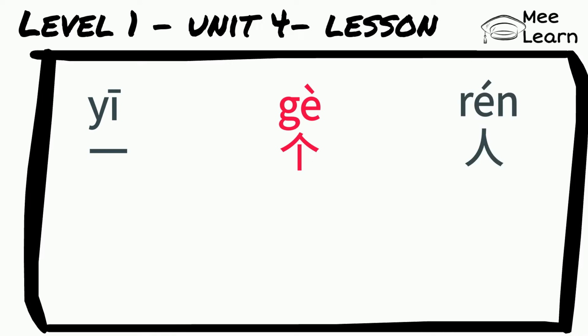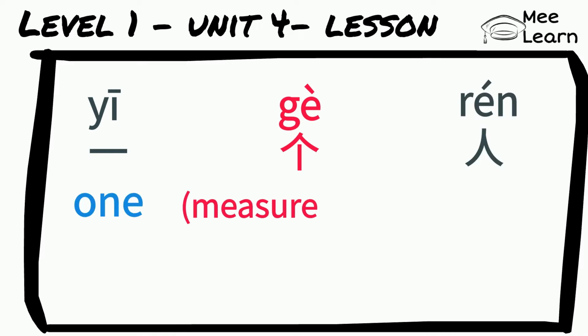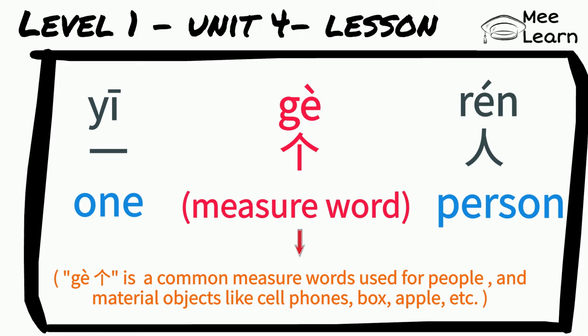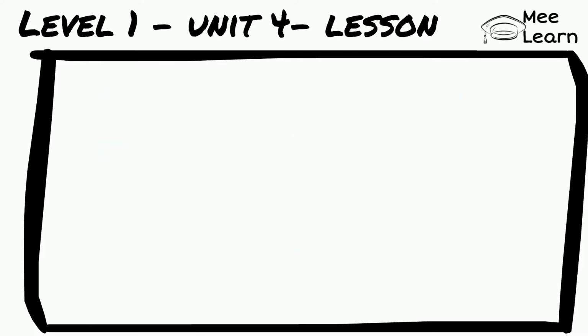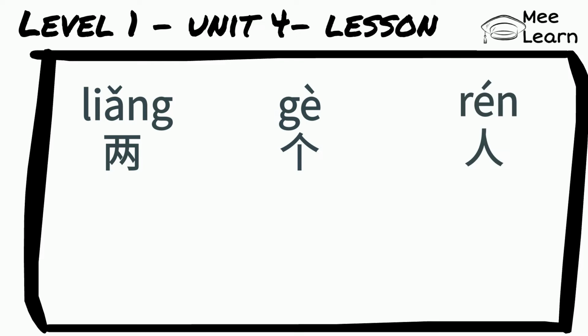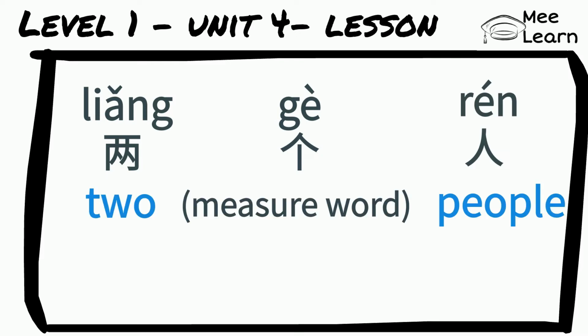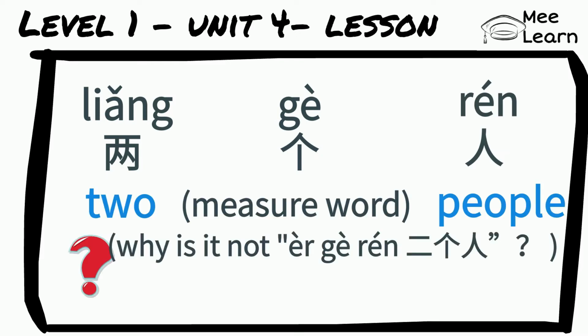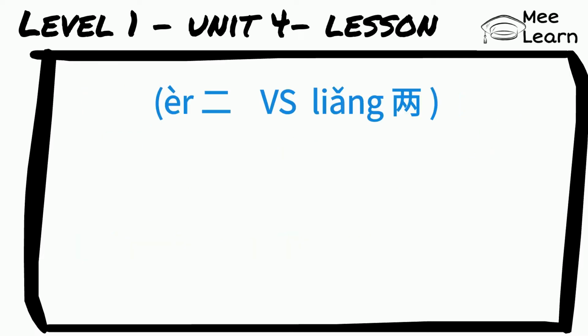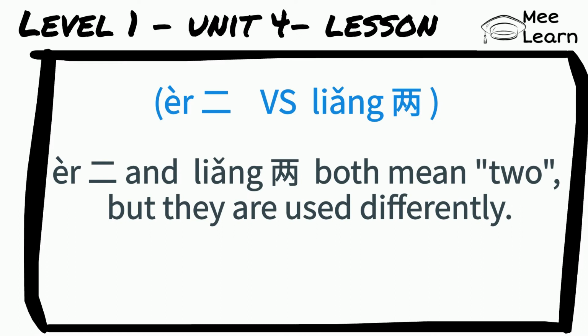一个人 一 is one and 个 is a measure word and 人 person. 个 is a very common measure word used for people and material objects like cell phone, box, apple, etc. 两个人 two people. You probably have noticed here we are not using the word 二 which we learned from our previous lesson, but we use a 两 to express 二. Why is not 二个人? 二 versus 两.